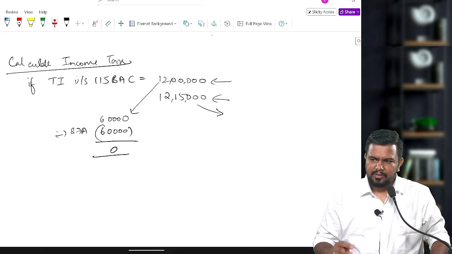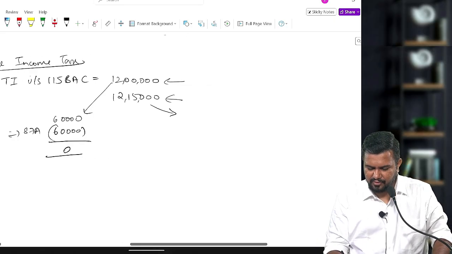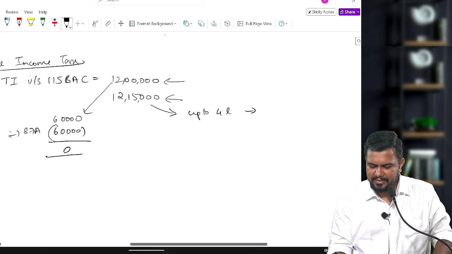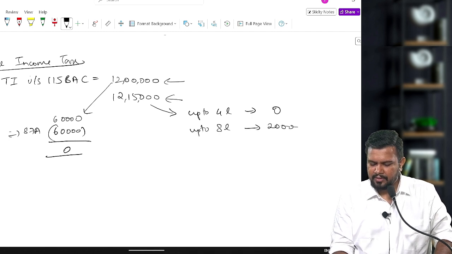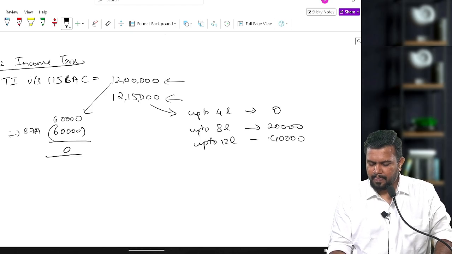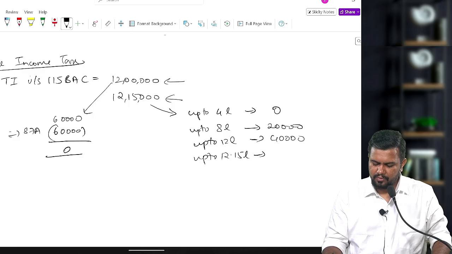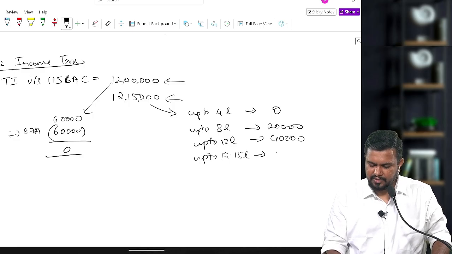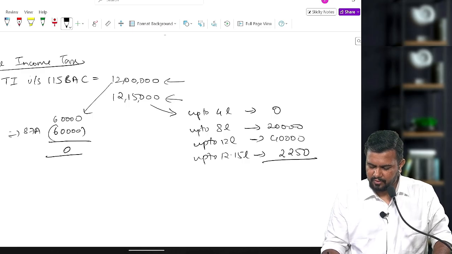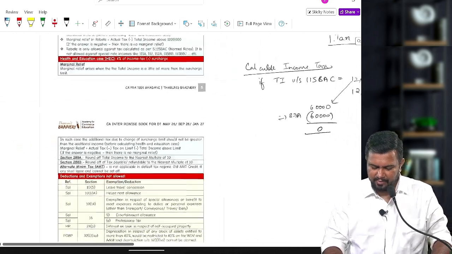Now coming to the 12 lakh 15,000. So for 12 lakh 15,000, up to 4 lakhs it is 0. Then up to 8 lakhs it will be 20,000. Up to 12 lakhs 40,000, and up to 12 lakh 15,000 it will be 15,000 into 15%, which is 2250. So now what is the total tax? 62,250. Now how to calculate marginal relief, sir?